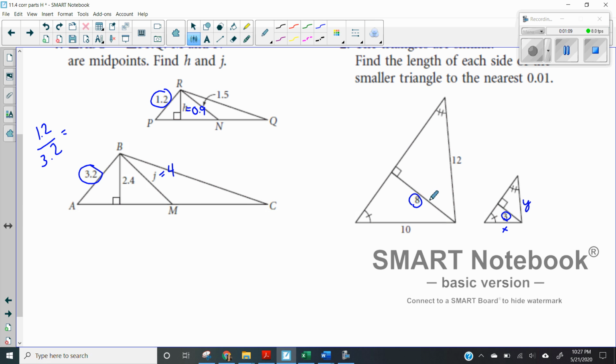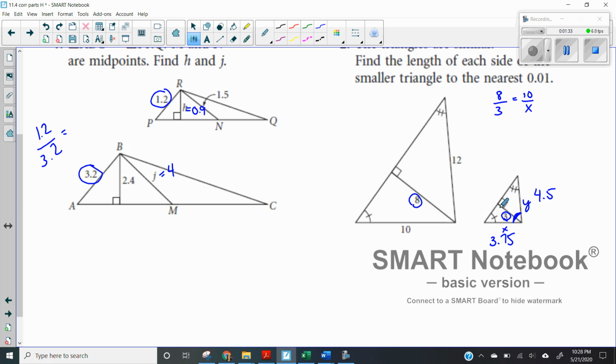I labeled X and Y. So we could do, let me just write out one of them here, 8 over 3 equals 10 over X, or 8 over 3 equals 12 over Y. So you end up getting 3.75 for this side, 4.5 for that side. Again, it's tempting to use the Pythagorean theorem here, but we don't know that this is a right triangle. So let's avoid doing that.